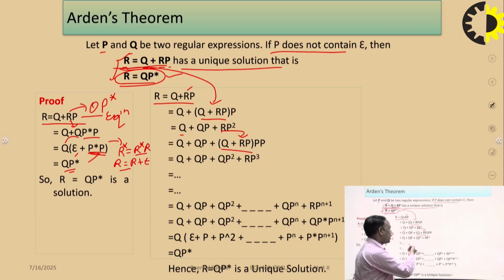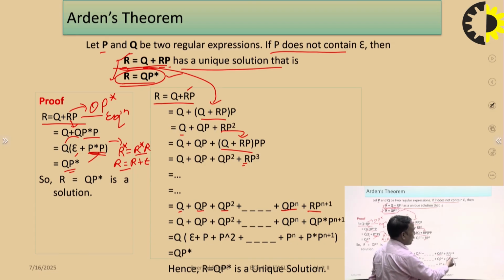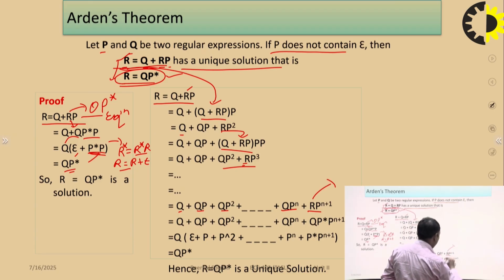Now again and again we put the value of R. So Q + QP + QP² + ... + QPⁿ + RPⁿ⁺¹. It can be written like this. Now we substitute the value of R from here to here. R = QP*, so put the value here.